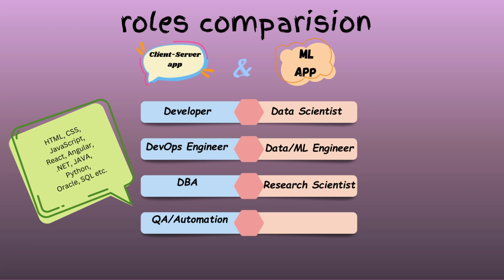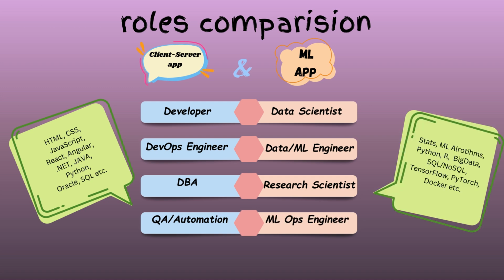Research scientist conducts advanced research to develop new algorithms and improve existing models, often working on cutting edge platforms. Skills required are deep learning, algorithm development, research methodologies, and publishing in scientific journals. And finally, the ML ops engineer focuses on deploying, monitoring, and maintaining ML models in production, ensuring continuous integration and delivery for ML pipelines. Skills required are ML model deployment, cloud services, CI/CD for ML, monitoring tools, etc.